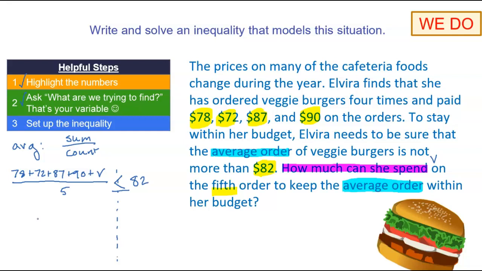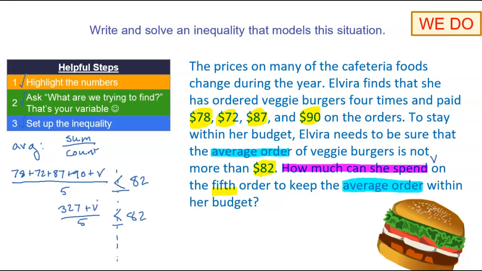Okay, so let's solve this now. We have set up the inequality. We are ready to solve now. So it looks like I have a bunch of addition up here, a bunch of numbers to add. I can simplify that. Let me just get out my calculator. 78 plus 72 plus 87 plus 90. I get 327. 327 plus v over 5. This was simplifying. Don't need to flip the sign when we simplify. There were only 3 cases, right? Multiply by a negative, divide by a negative, swap sides.